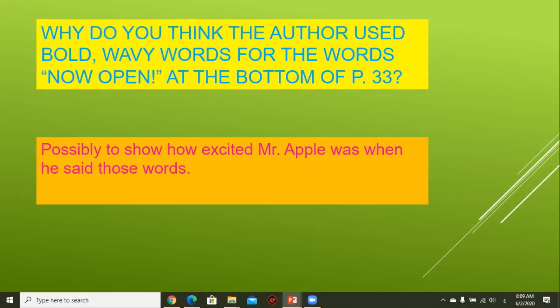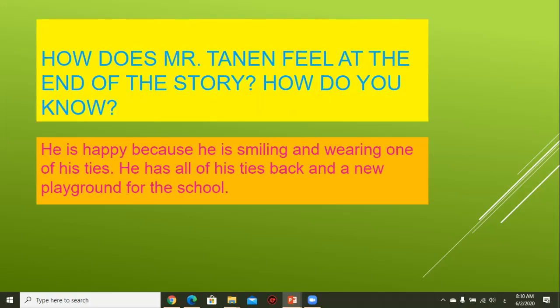Why do you think the author used bold, wavy words for the word "now" open at the bottom of page 33? He always uses this wavy way of writing to show that it's exciting, maybe to get your attention. How does Mr. Tannen feel at the end of the story? He was happy because he is smiling and wearing one of his ties. He has all of his ties back and a new playground for the school.